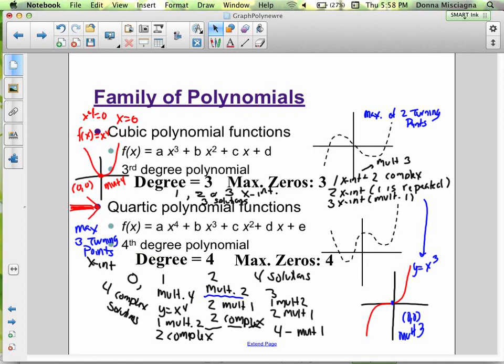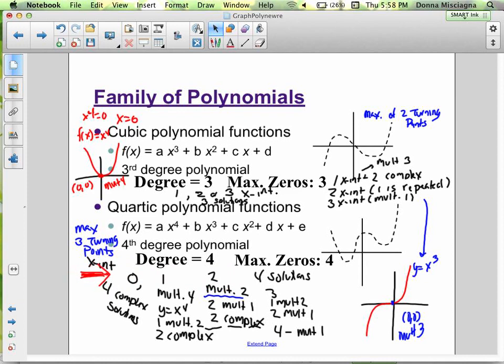Quartic polynomial function, right? So we're going to have something to the 4th power. It's a 4th degree because it's got an exponent of 4, right? So degree 4. Maximum number of zeros is 4. There's all kinds of ways though we can have. So we can have as many as 4 x-intercepts. We always have 4 solutions. And here's all the different ways they can occur.